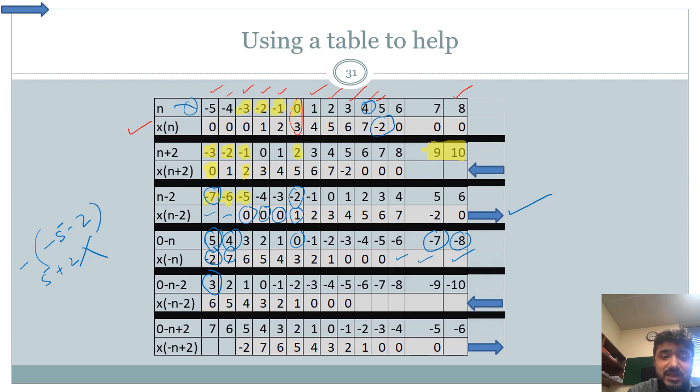So let me clean things up a little bit. Give me 1 second. This is important, so I need to really clean up the board for this so that you don't get confused at any step.